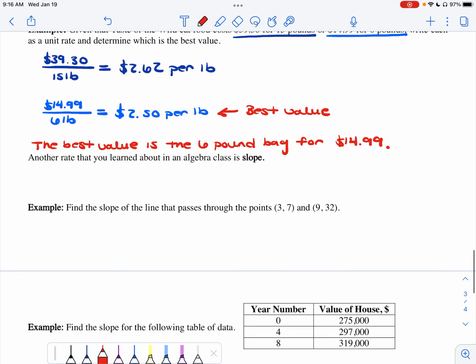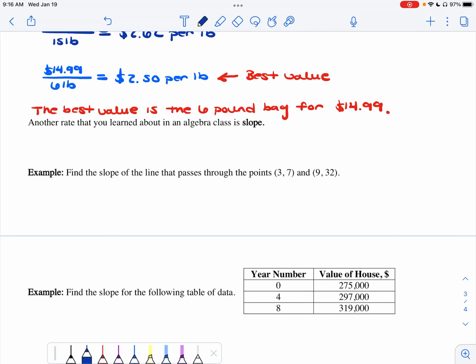Another rate that you have probably seen before in a prior algebra class is the idea of slope. Just to remind you, for the slope of a line, you're always talking about the rise over the run. Another way to think about this is the change in y divided by the change in x. Remember that little triangle? You've probably seen that before. That's the Greek letter delta, and it just means change in mathematics.